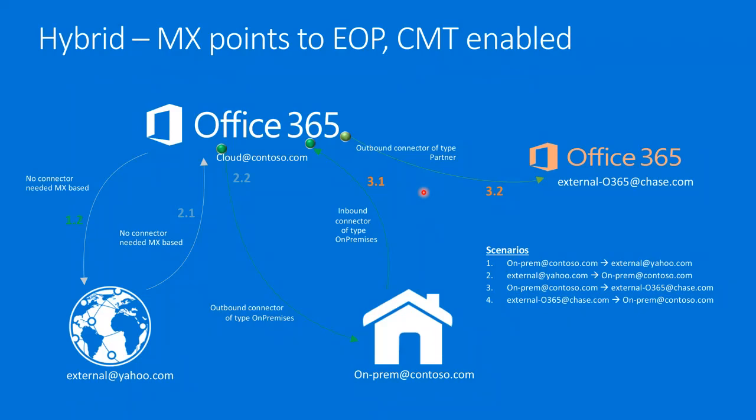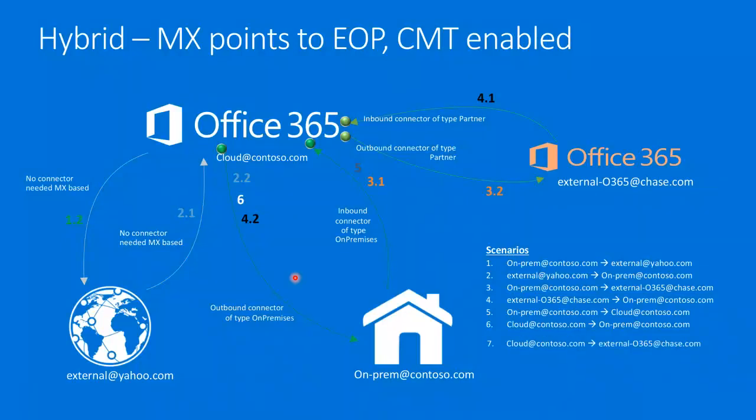And for an external sender whose email is received by on-premises, the inbound connector of type partner comes into play for Office 365 to receive that email. And from Office 365, it uses the same outbound connector of type on-premises to send that email back to on-premises. On-prem to cloud, no other special configuration; it just uses the default hybrid connectors. Cloud to on-prem, again, the default hybrid connectors.